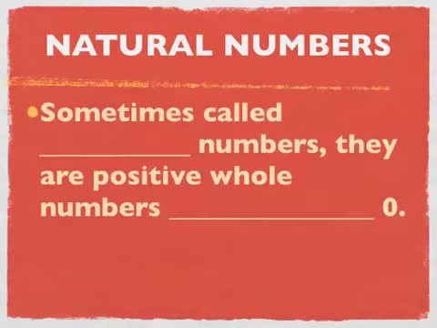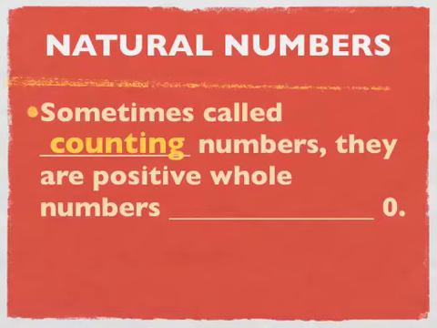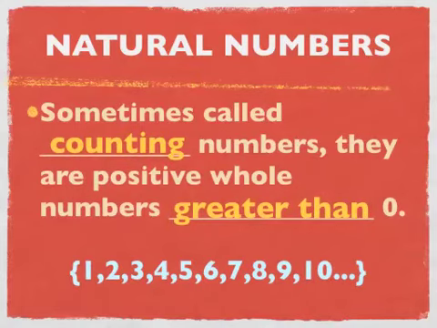A natural number, these are sometimes called counting numbers. They are positive whole numbers that are greater than 0. Examples of natural numbers would be 1, 2, 3, 4, 5, 6, 7, 8, 9, 10, and notice I have an ellipsis, so you could keep going past 10. It's any positive whole number that is greater than 0. So 0 is not included in natural numbers.